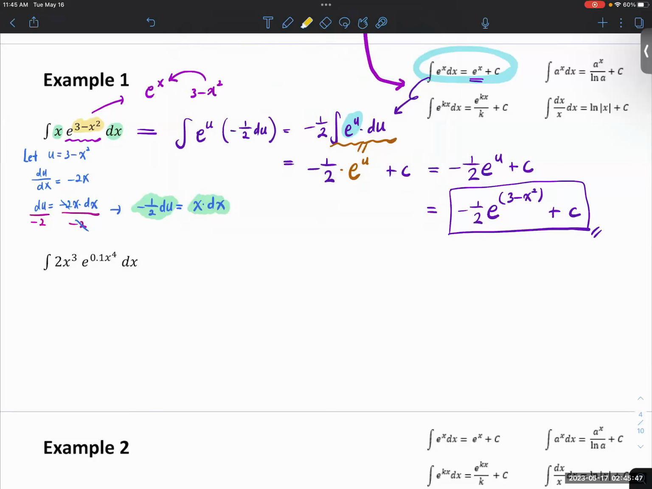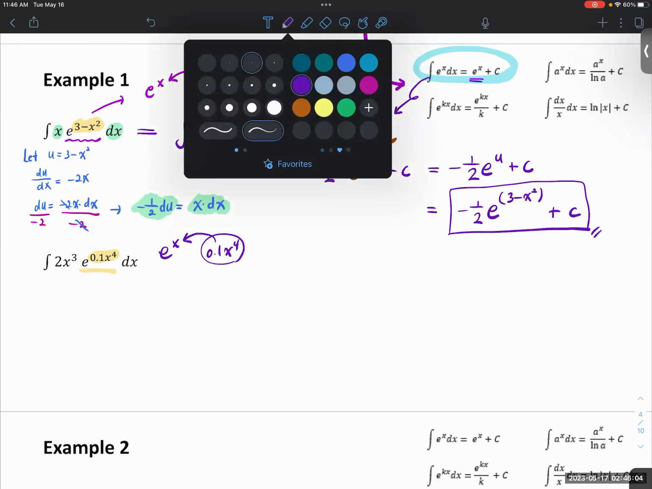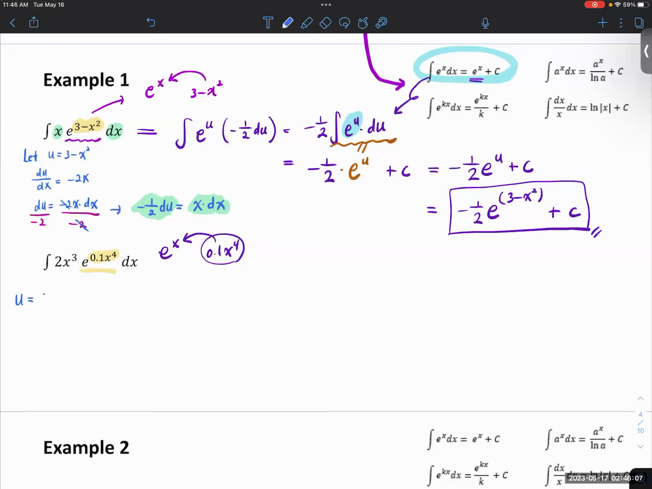So 2x to the third, e to the, so this is an exponential function. And what happened? 0.1 x to the 4 has been subbed. Because e to the x and 0.1 x to the 4, this function has been subbed into the exponential function. Oh, we're going to use the u substitution. u equal 0.1 x to the 4. And then we're going to take the derivative, 0.1 times the 4, because you're going to multiply and reduce, now x to the third. That means du equals 0.4 x to the third times the dx.